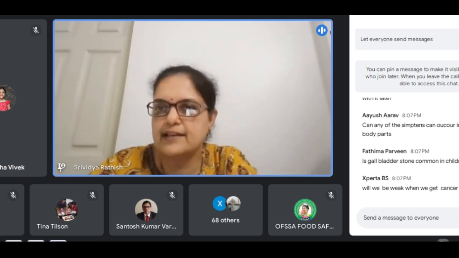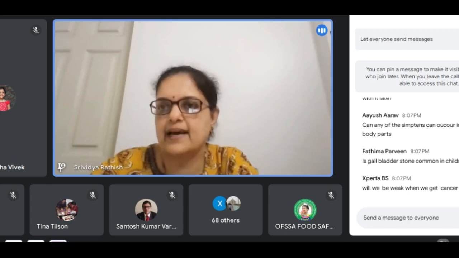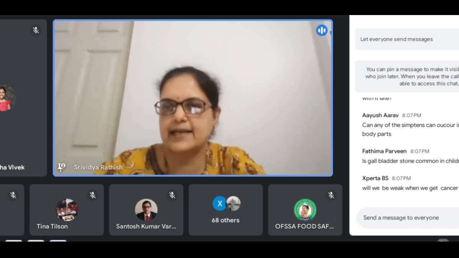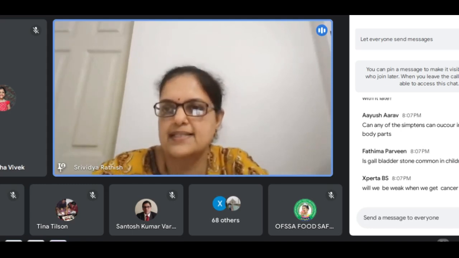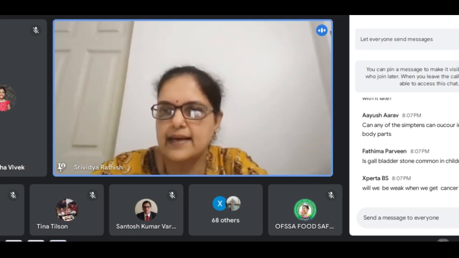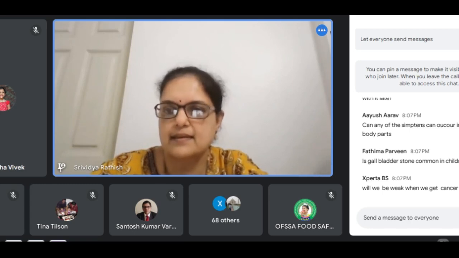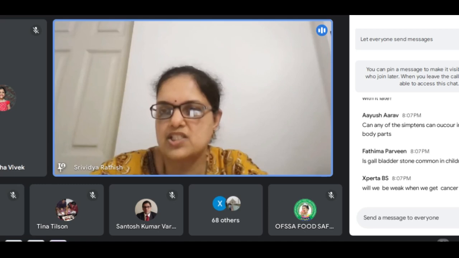Would cancer be fatal if it has been diagnosed late? Yes, yes, they have a bad prognosis. Prognosis means the future after the diagnosis. It is bad if it is diagnosed late. Early diagnosis always has a better chance. Can any of the symptoms occur in any of the body parts? Yeah, any body part can become cancerous. Yes.